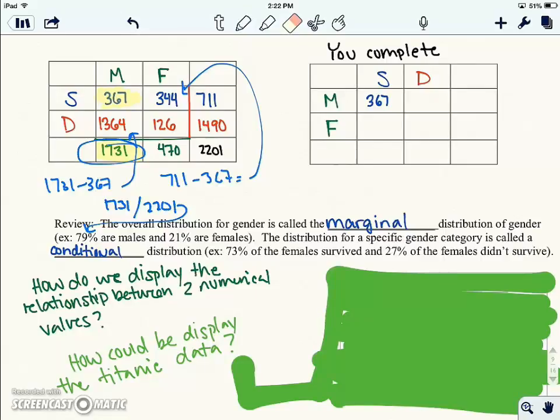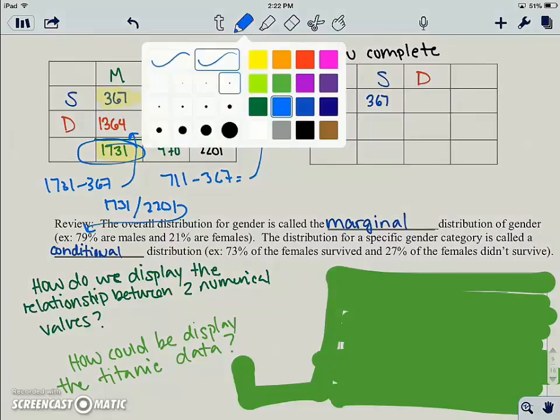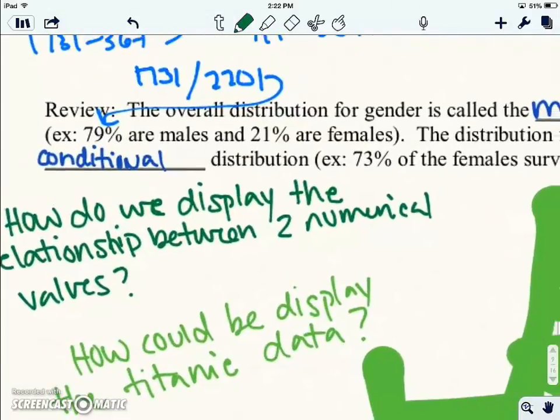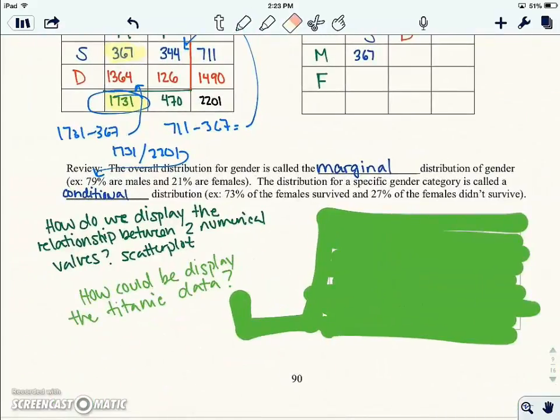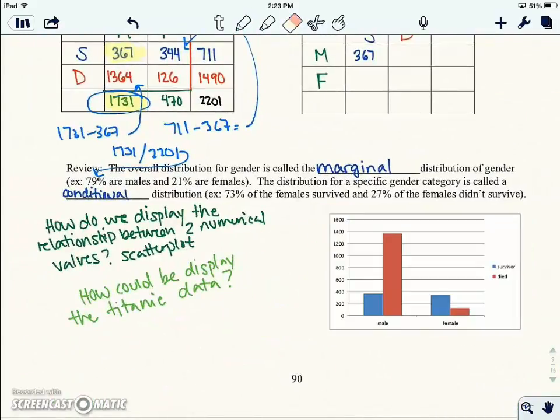Question: how do we display the relationship between two numerical variables? Well, we did that in chapters 7 through 9, and that was with a scatter plot. How could we display the Titanic data? Just like we did in chapters 1, 2, and 3 with a bar chart.